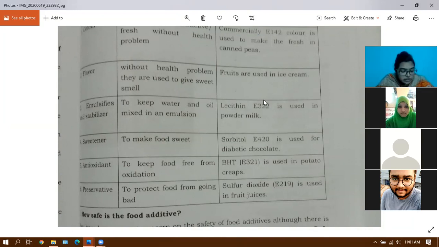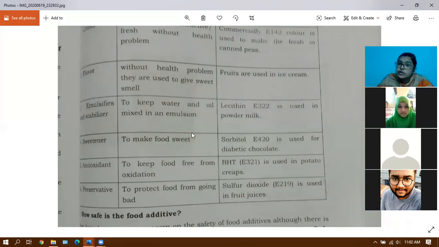Emulsion. They allow water and oil to remain mixed in an emulsion. Emulsions are of two types: oil in water and water in oil. These are the two types of emulsions. That means an emulsifier and stabilizer keep water and oil mixed in an emulsion.